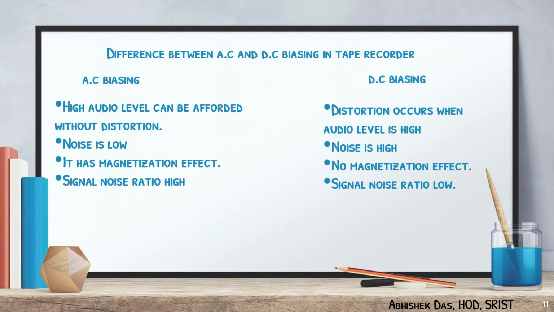Our next topic is the difference between AC and DC biasing in the tape recorder. In AC biasing, a high audio level can be afforded without distortion. It has low noise, it has a magnetization effect and the signal to noise ratio is high. But in DC biasing, distortion occurs when the audio level is high. The noise is high, there is no magnetization effect and the signal to noise ratio is low.